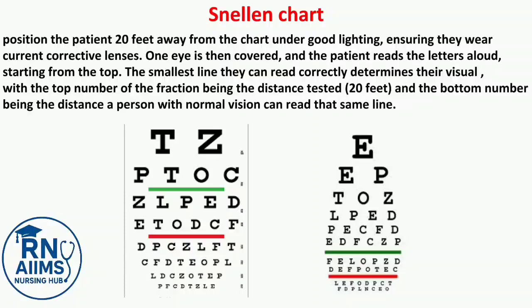Snellen chart. Position the patient 20 feet away from the chart under good lighting, ensuring they wear current corrective lenses. One eye is then covered, and the patient reads the letters aloud, starting from the top. The smallest line they can read correctly determines their visual acuity, with the top number of the fraction being the distance tested, 20 feet, and the bottom number being the distance a person with normal vision can read that same line.